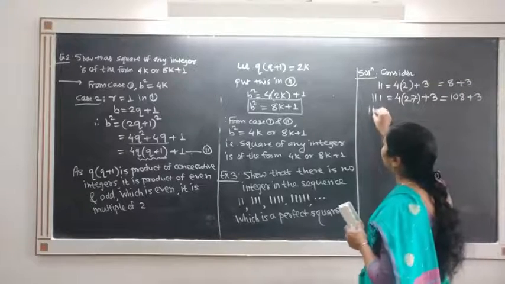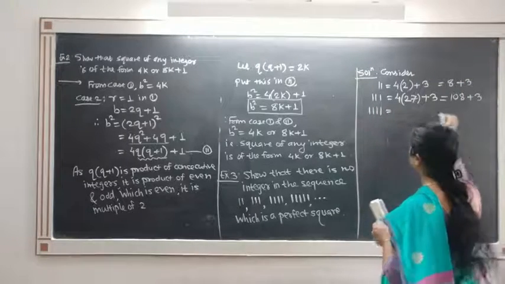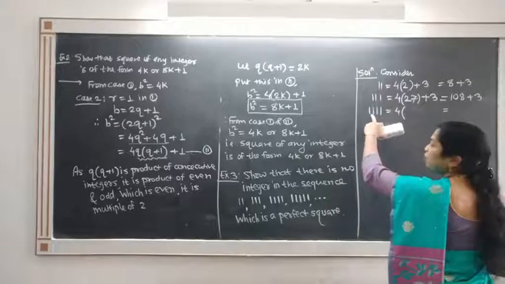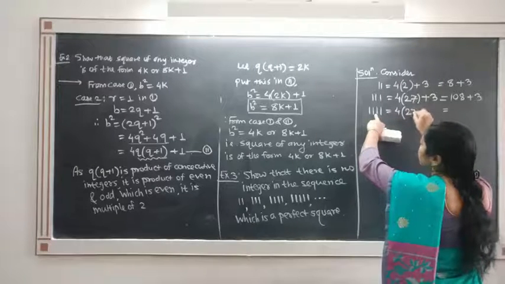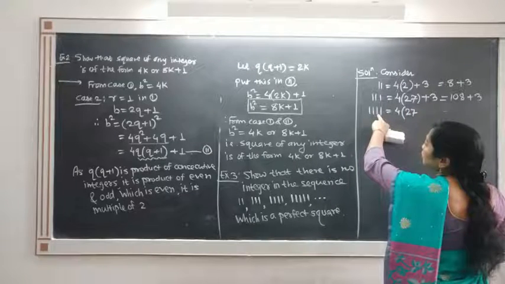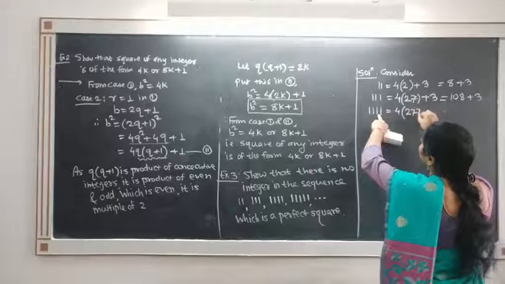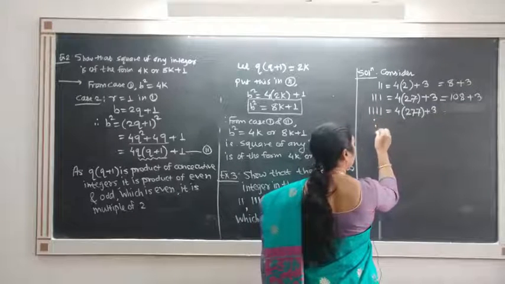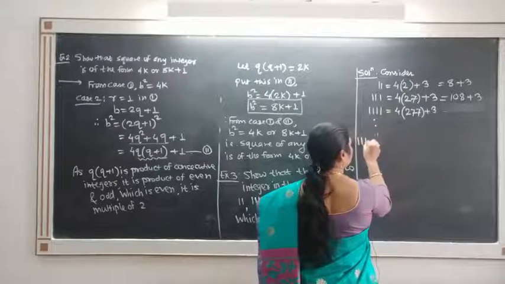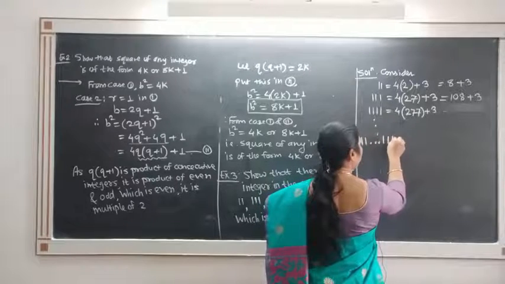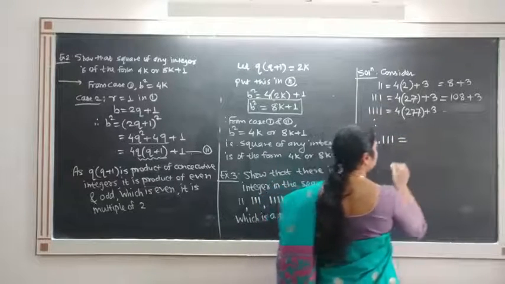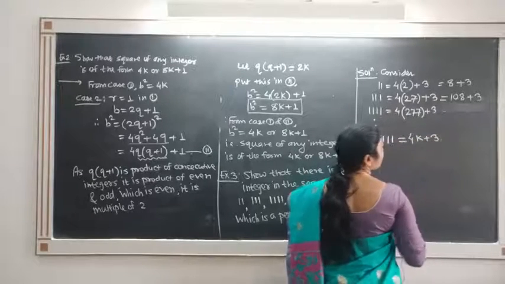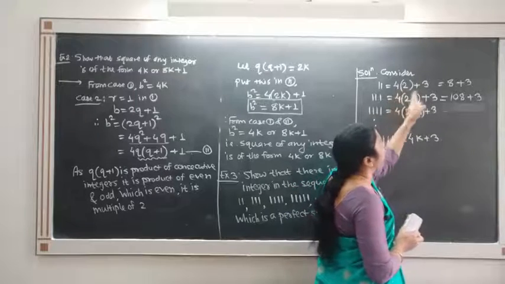So if you go on continuing like this, it will become 4 into the bracket, if you divide by 4, remains 31, so 277 plus 3. If you go on continuing like this, any term, whatever it may be, is always of the form 4k plus 3. Observe all these values. It is 4k plus 3.